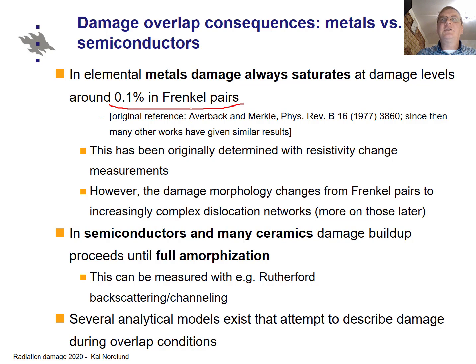But even if damage saturates, which means that you don't destroy the crystal structure, the damage you have may become more and more complicated. In almost all cases in metals, you start getting complex dislocation networks, which will also be discussed in more detail later. On the other hand, in semiconductors, many ceramics and organic materials for sure, damage buildup in most cases proceeds until you completely destroy the crystal structure. This is known as full amorphization, when you have no long-range order left and the material is amorphous.